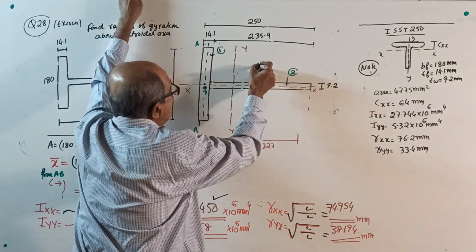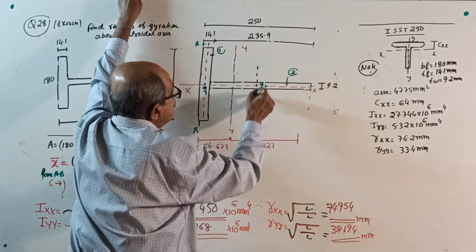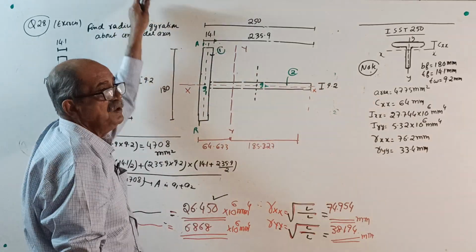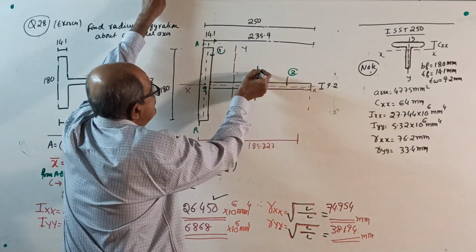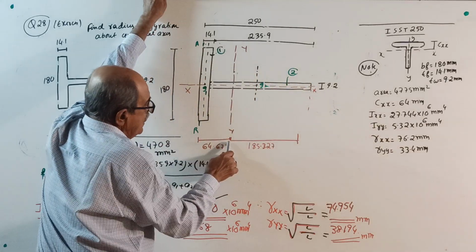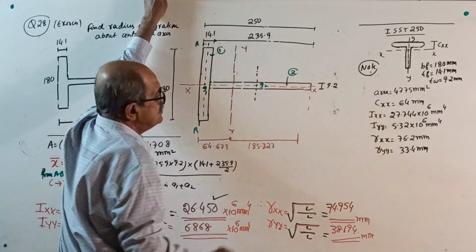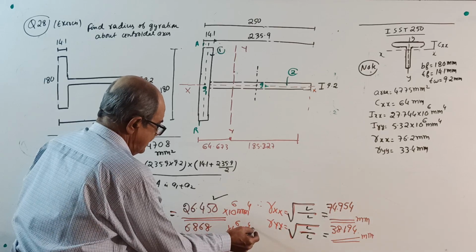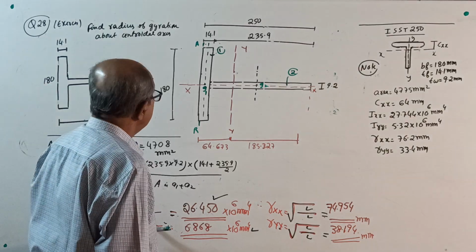Then I about, first of all, the exercise question I should not explain. I about its own axis: 9.2 into 235.9 cube divided by 12 plus area into this distance square, which is 185.327 minus half of 235.9. You will get 6.868 into 10 to the power 6. That is what IXX is.